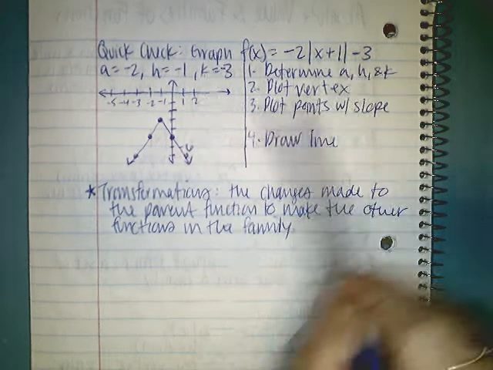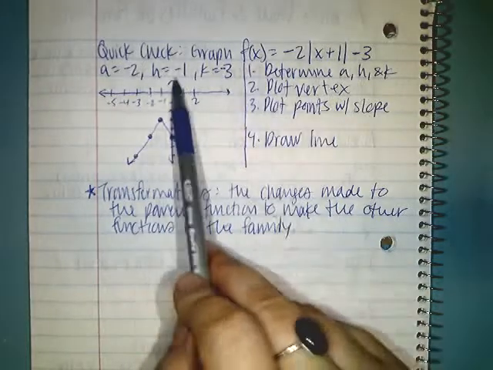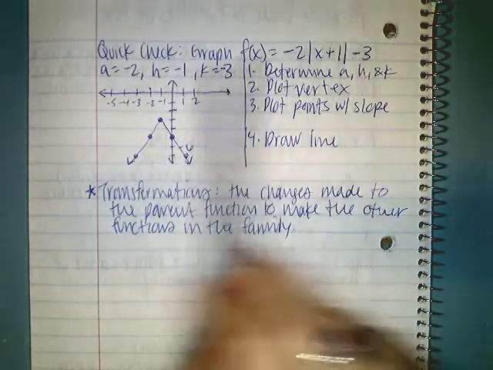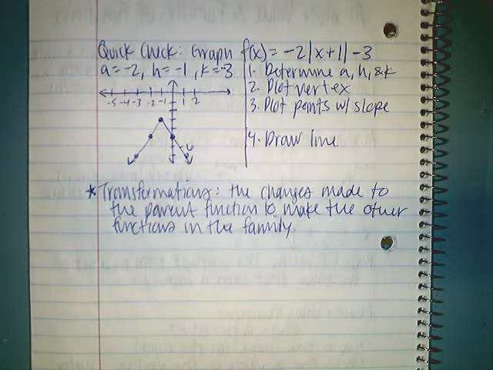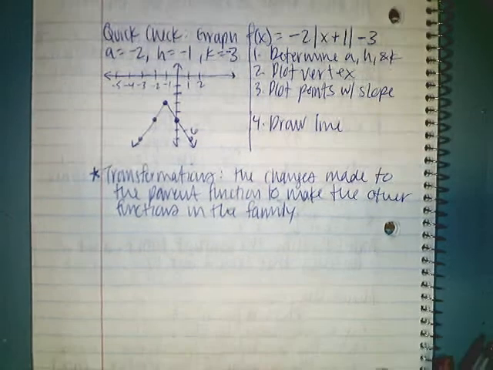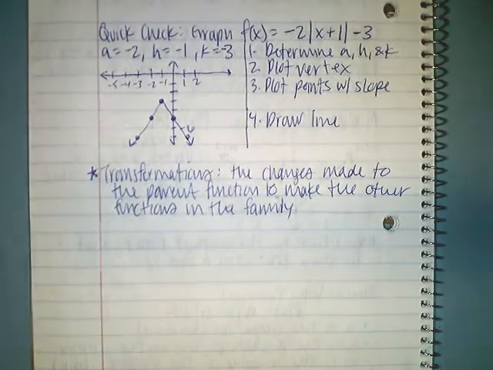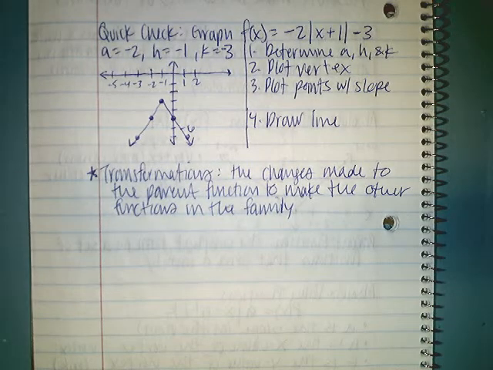Well, I've talked about them specifically for absolute value with a as the slope, h as the x-coordinate of the vertex, k as the y-coordinate of the vertex. I want to sort of generalize them in a way that can make them usable for all functions, even if they don't look like our absolute value function.